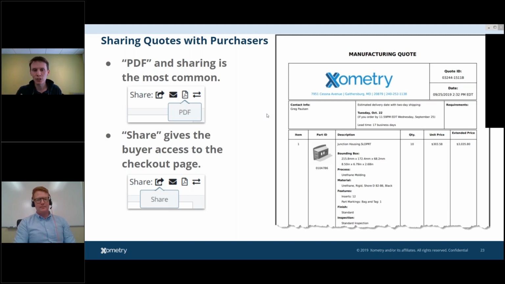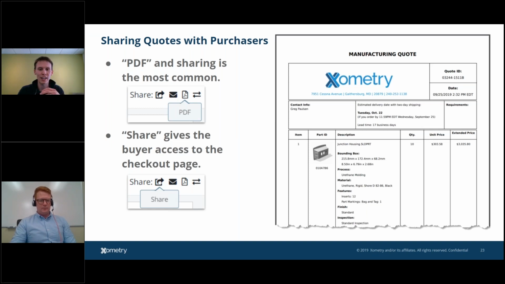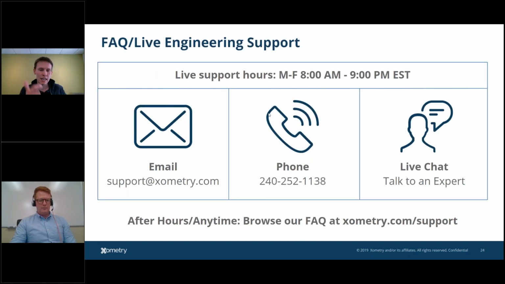The PDF will create a nice little document that you can send to your purchasers. They could send in a PO with this quote, and we take care of the rest. Send it to support@ZamaTree.com. The share button itself will give purchasing rights to your checkout page, so someone can go to your checkout page and purchase on your behalf, which is another way to digitally share that information. Again, support@ZamaTree.com is our catch-all email. It'll go to the right person.